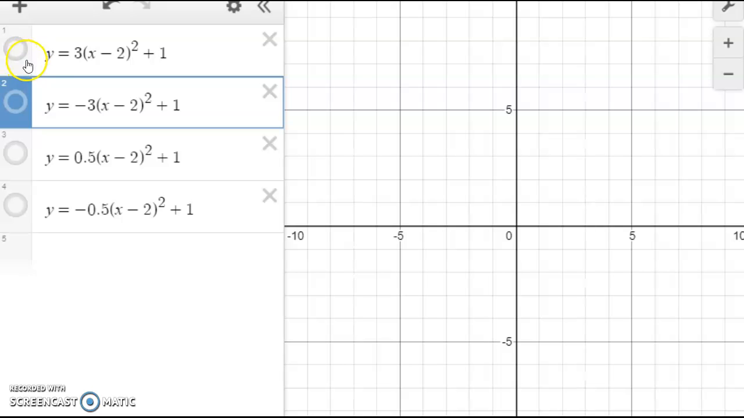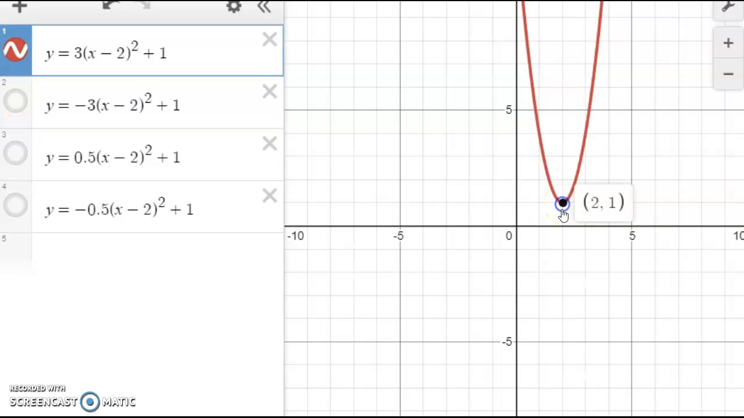Okay, so when you go to desmos.com/calculator, it's going to give you the option for you to write the equation. I've already done that for you. So in this case, this is the very first equation. It looks like this. All right, what is the coordinate of the vertex? I can click on this and it gives me 2, 1.